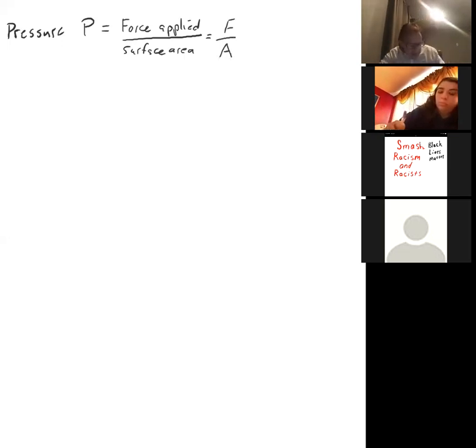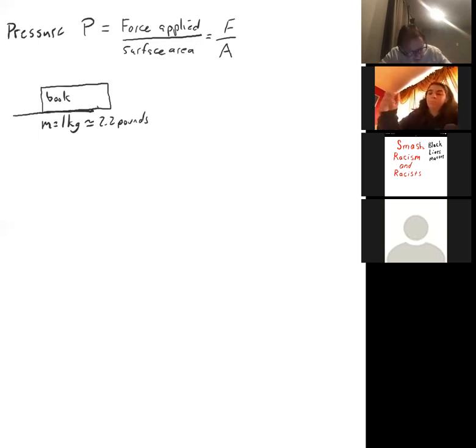So what I mean by that is the following. Imagine you take a book, like a textbook, a chemistry textbook, which weighs quite a bit, right? So you got a book here, and let's say the mass is 1 kilogram, which is approximately 2.2 pounds. If that book is sitting on a table, it has weight. And so here's our table surface.